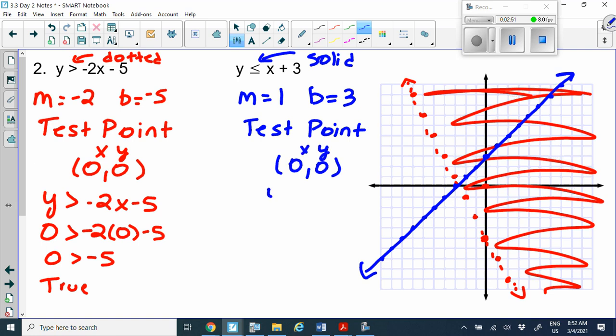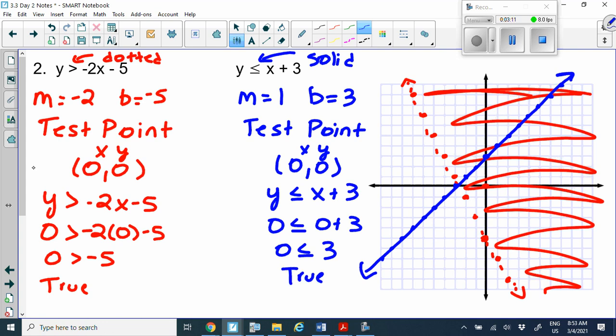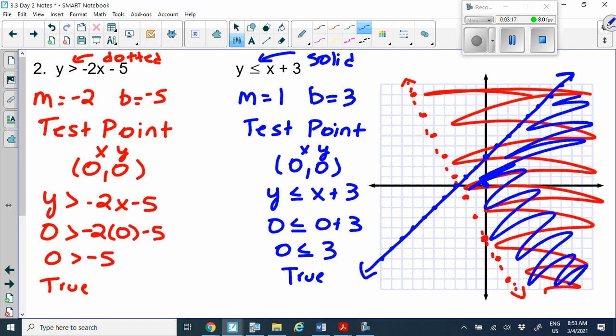So, plugging it in, I have to plug it into y is less than or equal to x plus 3. Plug 0 in for x and for y. So this is saying 0 is less than or equal to 3, which is going to be a true statement. So that means we're going to shade where that point is at. So right here. Okay. Now remember, where the shading overlaps, that is going to be our true solution.